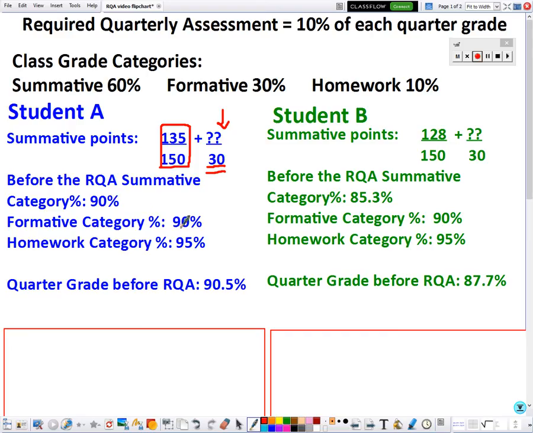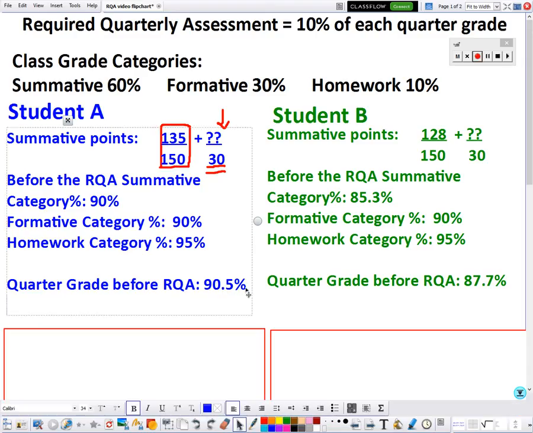Let's just say this student also has a 90% in the formatives and a 95% in homework. If we calculate their quarter grade before the RQA, it's a 90.5. And here's how that quarter grade is calculated. We take 0.6 times your summative category percent plus 0.3 times the formative category, and then plus 0.1 times the percent of your homework. And if you do that in your calculator, you should get 0.905, which is 90.5%.